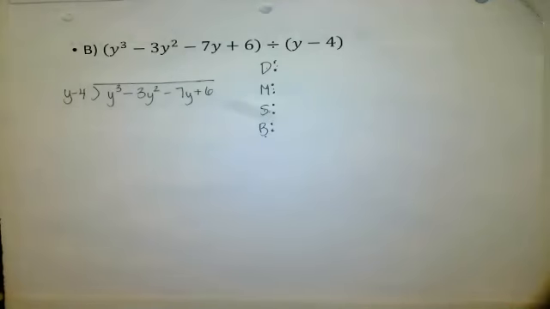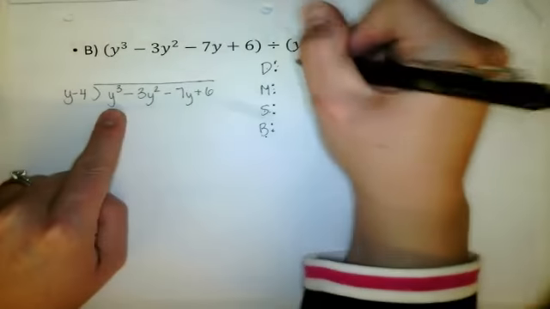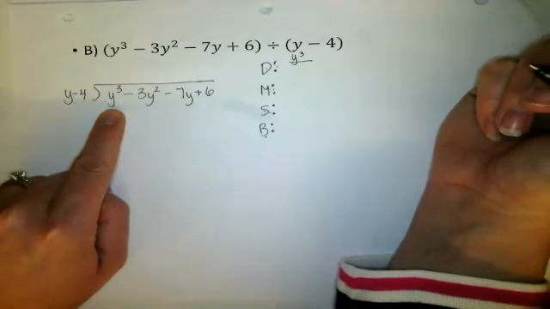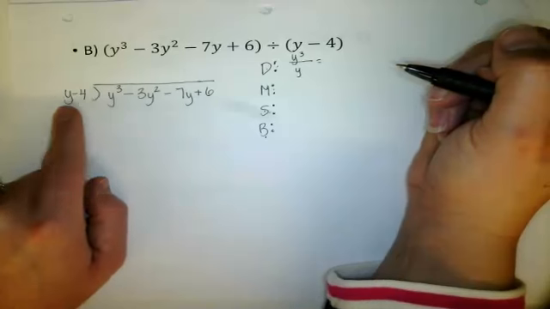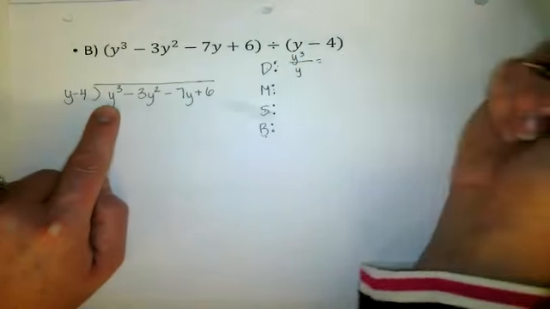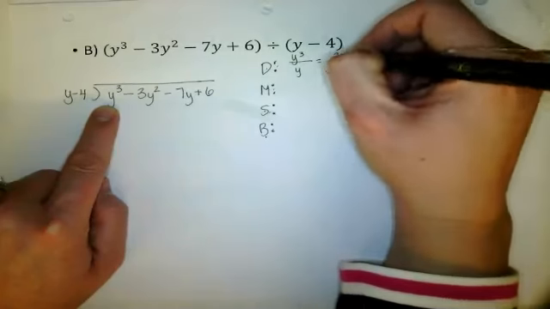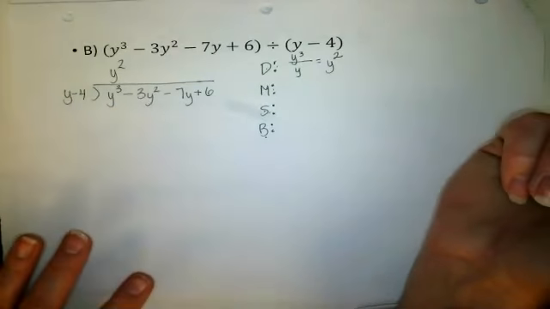Okay, so dividing. What are we dividing first? y cubed divided by y. Really simple. We just look at the leading terms there and divide. How many times is y going into y cubed? How does that clean up? What is y cubed divided by y? y squared, yes. So we write y squared up top. And now what do we do?